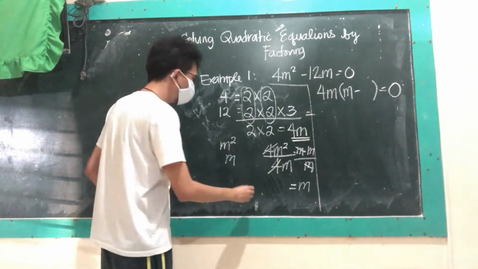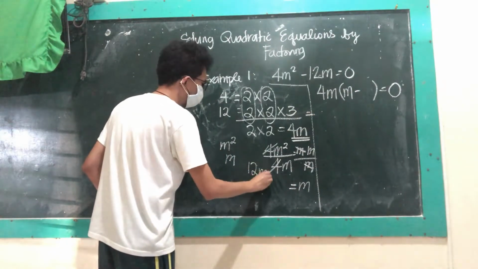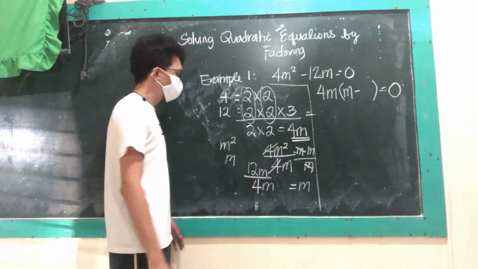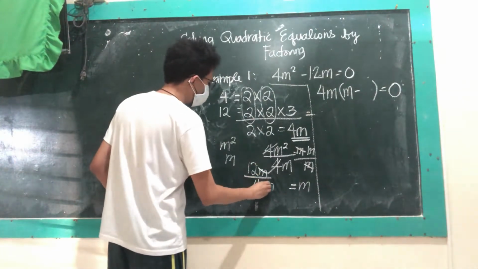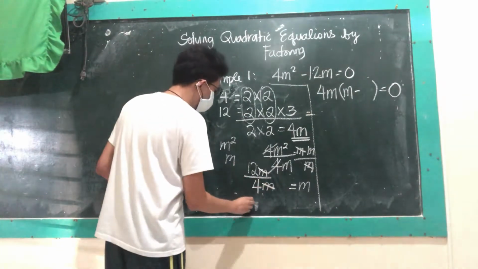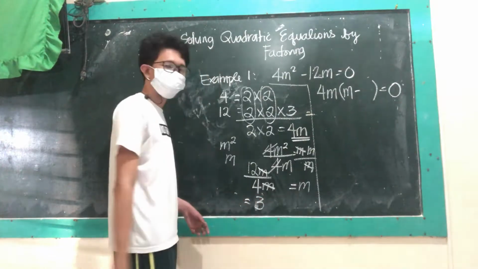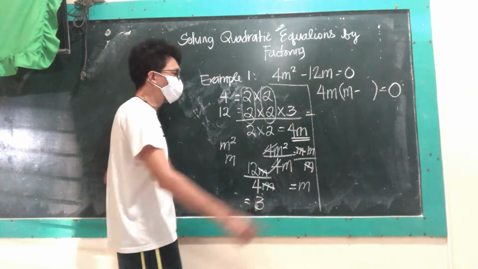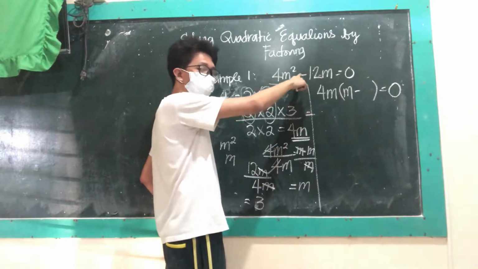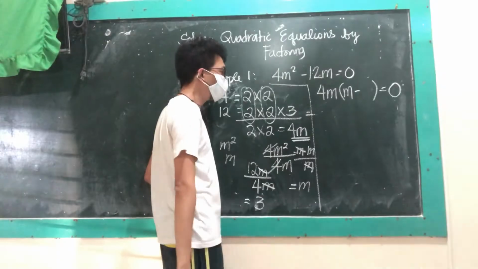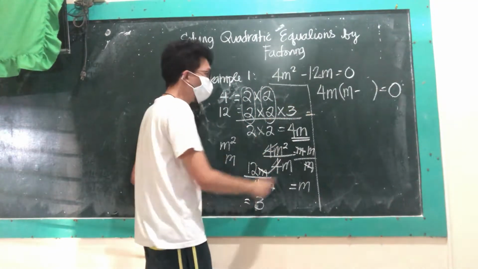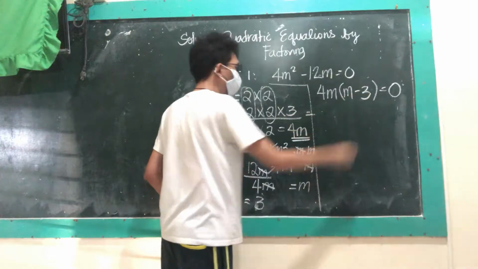Now, on the second term, 12m over 4m. We will cancel m. The remaining is 12 over 4, or 12 divided by 4, which is equal to 3. The sign here is subtraction since the operation that separates the two terms in our original polynomial is subtraction. So we copy it, equal to 3.